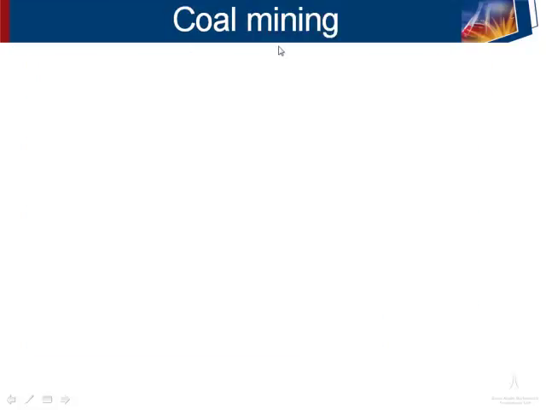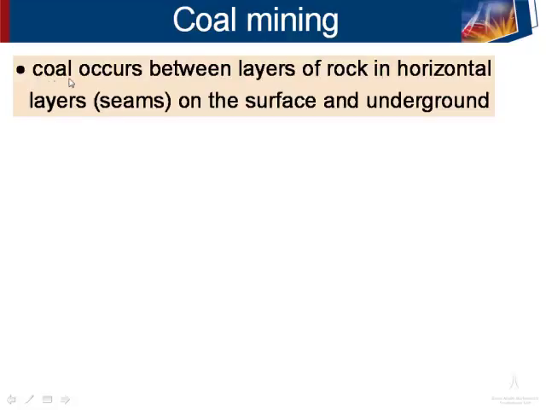Let us examine coal mining. First of all, coal, the black solid, occurs between layers of rock in horizontal layers or seams. Coal may occur on the surface or deeper underground. Remember, the shape of the layers of the earth underwent many changes over many millions of years, creating folds and twists in the seams. The result of this is that some coal may be found on the surface and some may be found deeper underground.